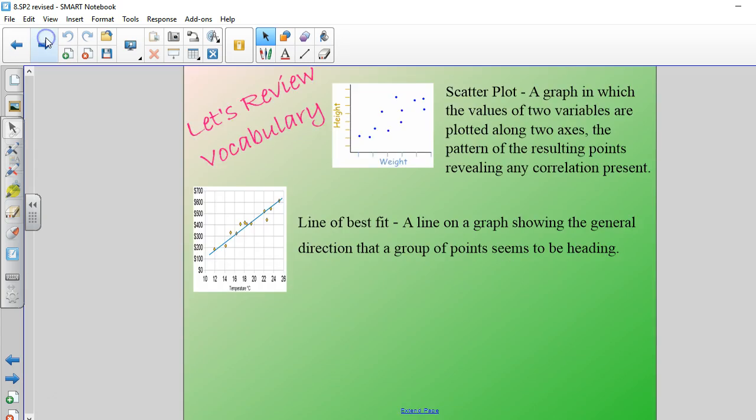So let's get started. Remember, a scatter plot is a graph where the values of two variables are put on two axes, with the independent variable on the x-axis and the dependent variable on the y-axis, and the pattern of the resulting points will show us whether there's any type of correlation present. A line of best fit is a line that you draw on the graph showing the general direction that the points seem to be moving in. Remember when we found the positive trend, the negative trend, or no trend? Well, the line of best fit is either going to be a positive line of best fit or a negative line of best fit.